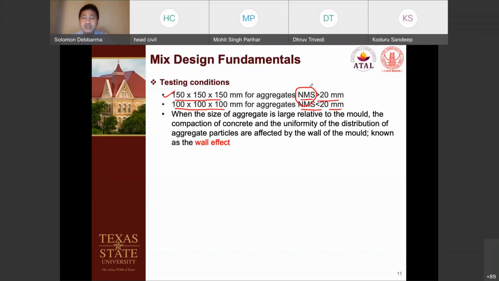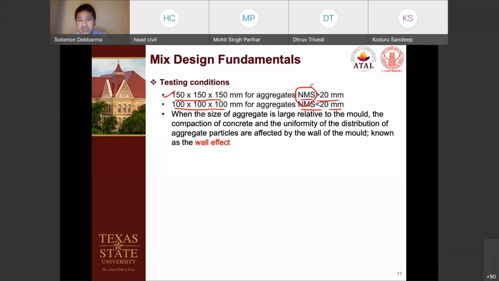So maximum size aggregate is that largest safe size in which 100% of the materials will pass, whereas the nominal maximum size aggregate is that size in which at least 10% of the material will retain. So let's say, for example, I have a sieve of 31.5 mm, and I have 26.5, and then I have 19 mm sieve. In 31.5 mm, 100% of the material passes. But in 26.5 mm, let's say about 95% of the materials will pass, which means 5% of the material has retained in that sieve size. So that is the nominal maximum size of the aggregate.